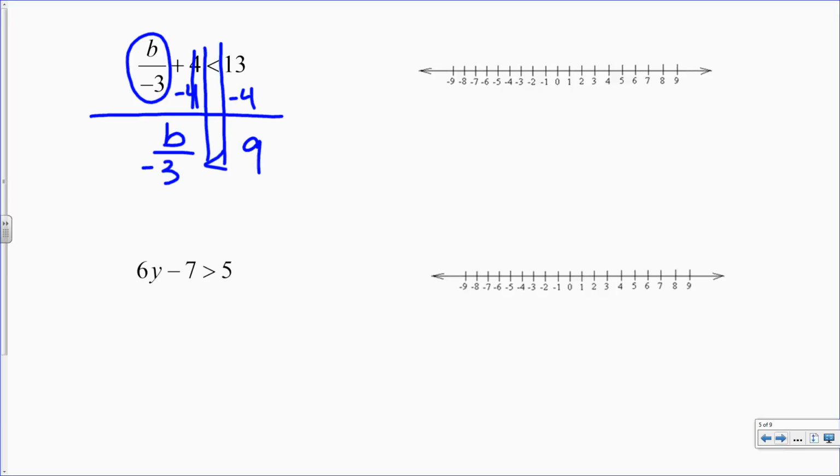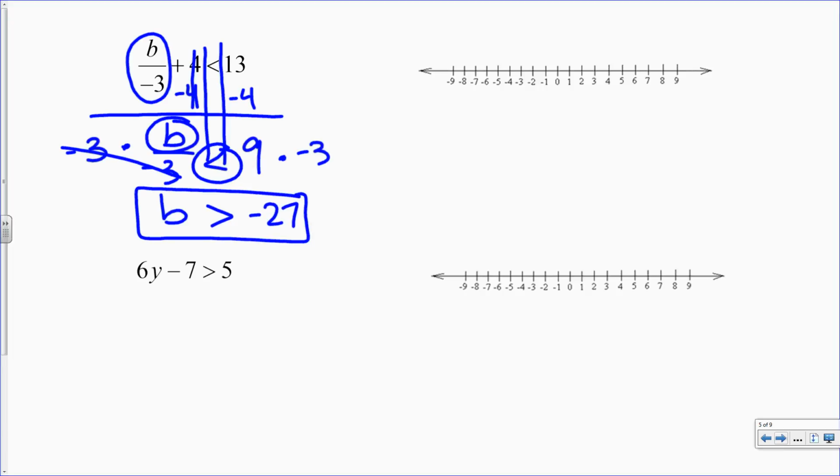Now I want to find my variable again. I see it's being divided by a negative 3, so I'm going to multiply by a negative 3. These will cancel. Now I have multiplied by a negative. So that's when I have to remember to flip my sign from less than to greater than in this case. And I have negative 27. This is my answer.